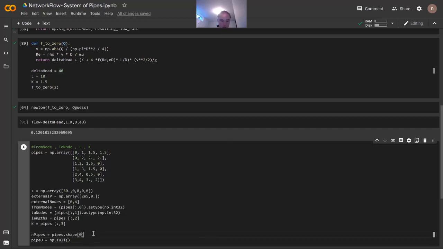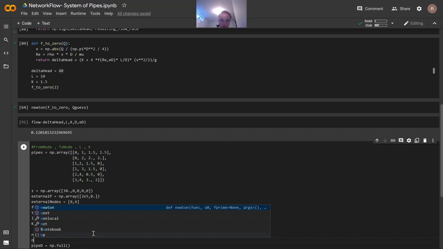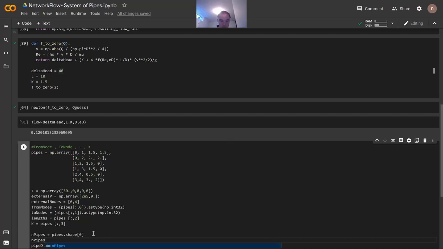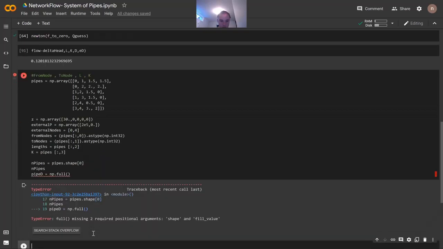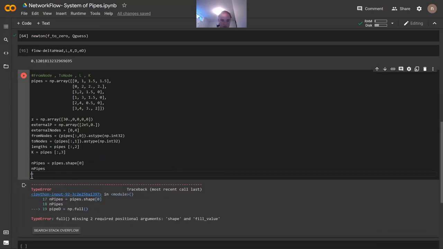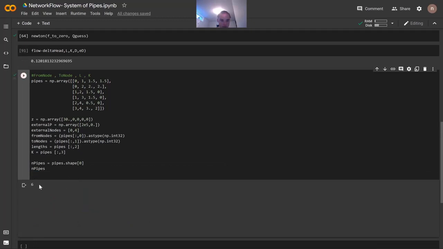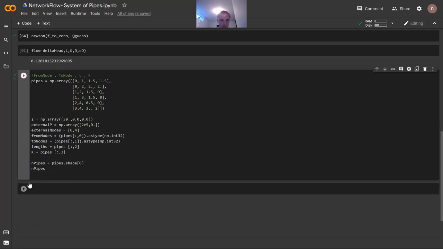Before I actually do this though, let's make sure our number of pipes is at 6. Okay, let me delete that first. Let me make sure our number of pipes is at 6. Okay, yeah, so our number of pipes is at 6, so we're good. I just wanted to make sure that was set before we moved on. Sorry, we already had number of pipes.